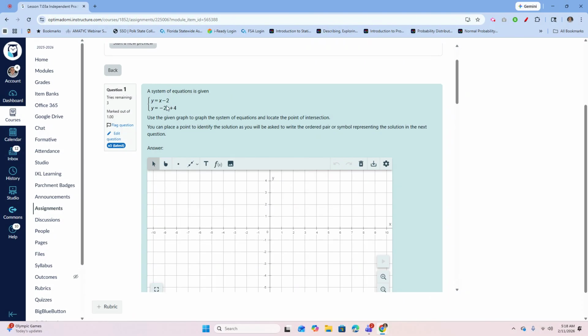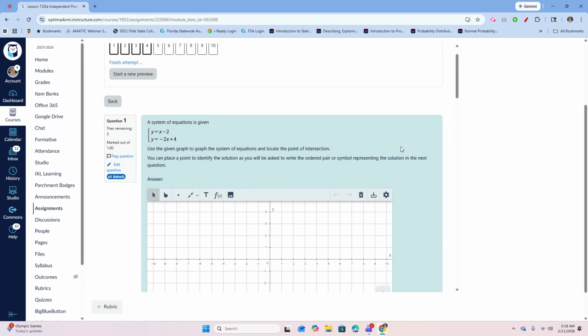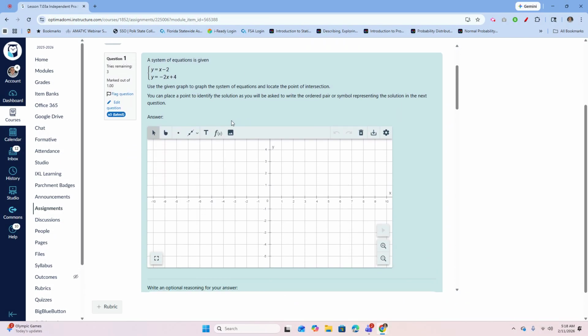So I'm going to start with the first equation. And I hope you remember y equals mx plus b, something that we did before. What I'm going to do is identify the m and the b to do the graph. In the first equation, the -2 is my b. So I'm going to go here in the graph, and I'm going to put a dot on -2.